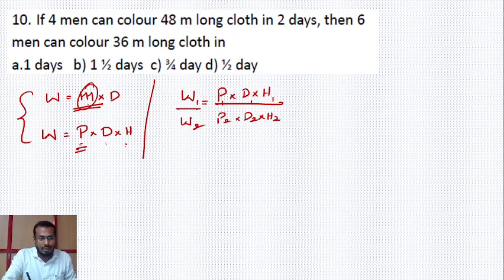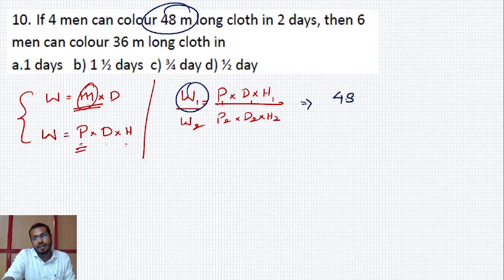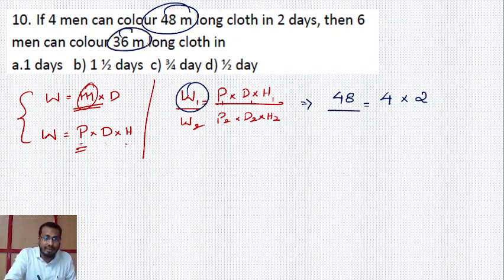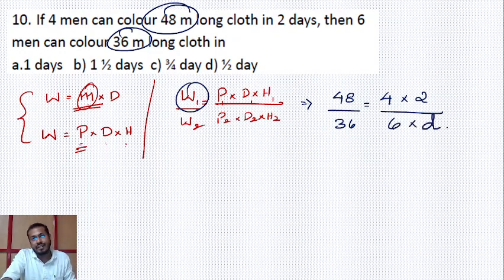Okay, now let's write this concept here. What is the work here? 48-meter long cloth. I need to color 48-meter long cloth. How many persons are there? 4 men. How many days does it take? 2 days. What is the other work given here? 36-meter. So 36. How many men are there? 6. I need to find days.